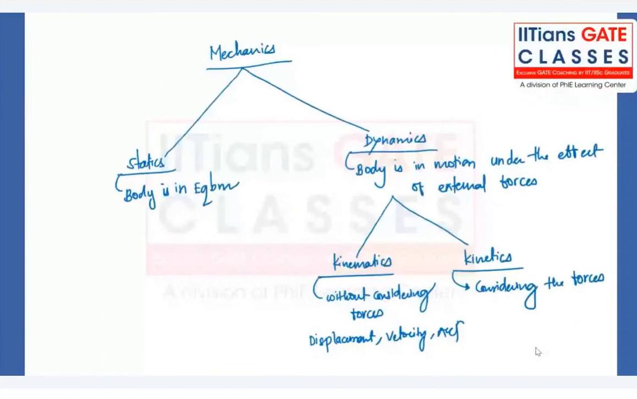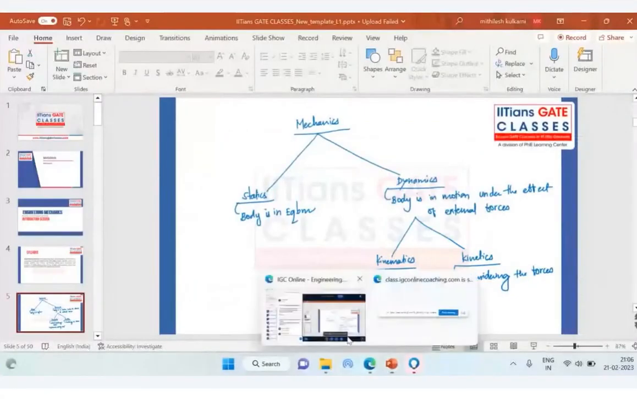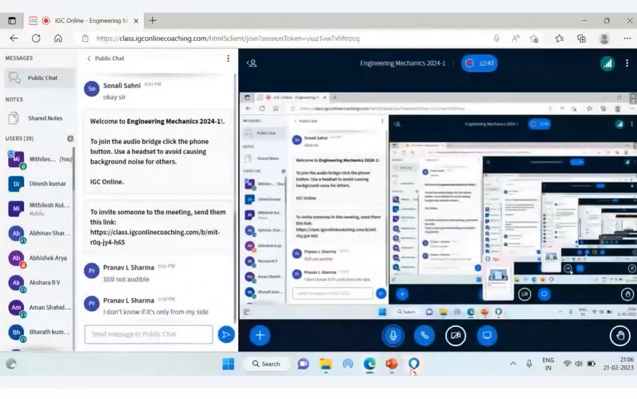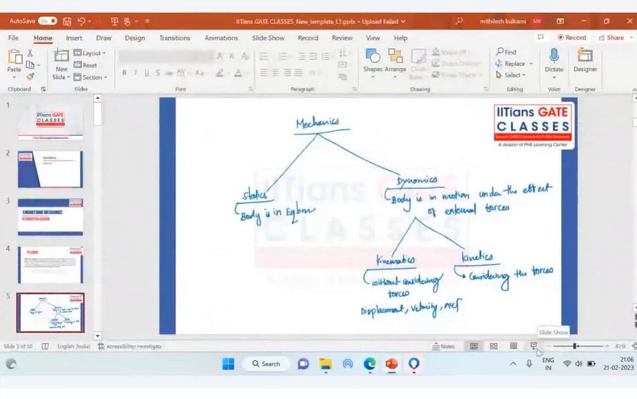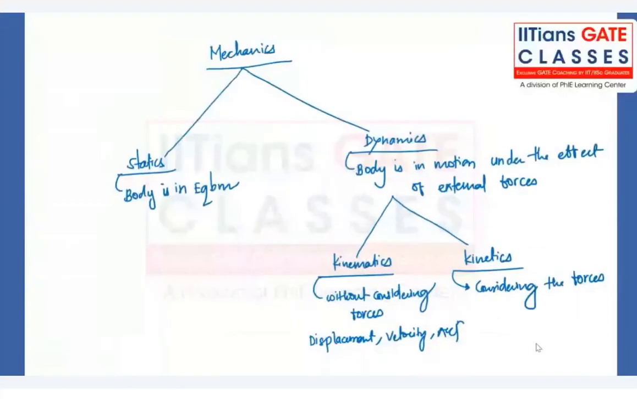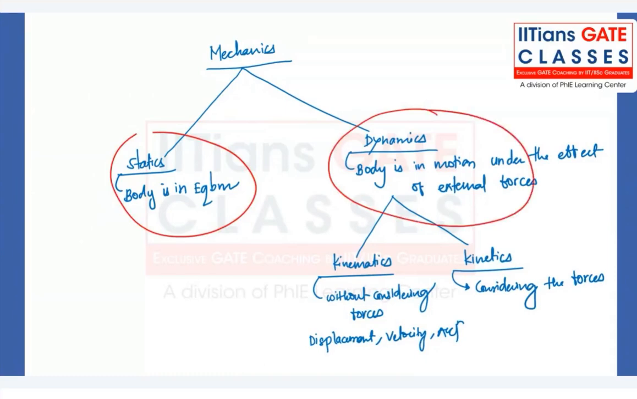Yeah, so mechanics is, as I said, the branch of science or engineering which deals with the effect of external forces applied on the body, and those forces are applied when the body is either in motion or at static. Hello, can you hear me now? Yes, okay. So what I was explaining is static means the body is at rest, and in dynamics the body is in motion. Mechanics deals with both the approaches.